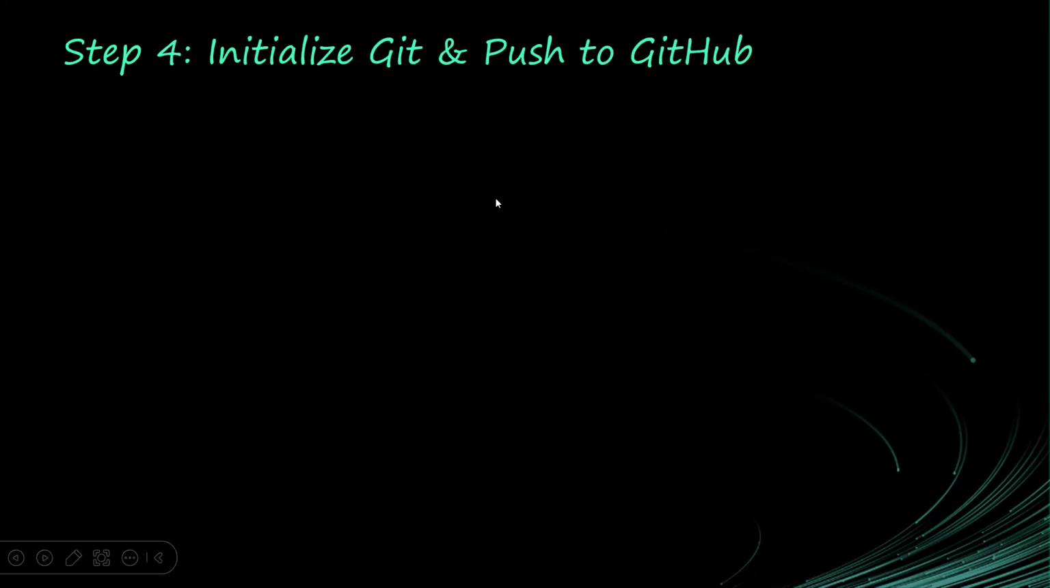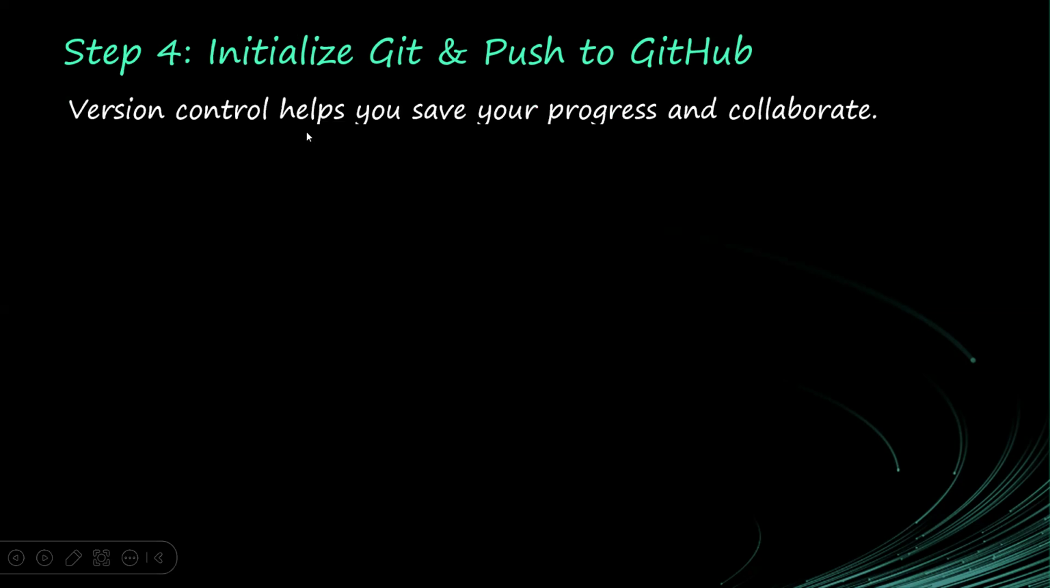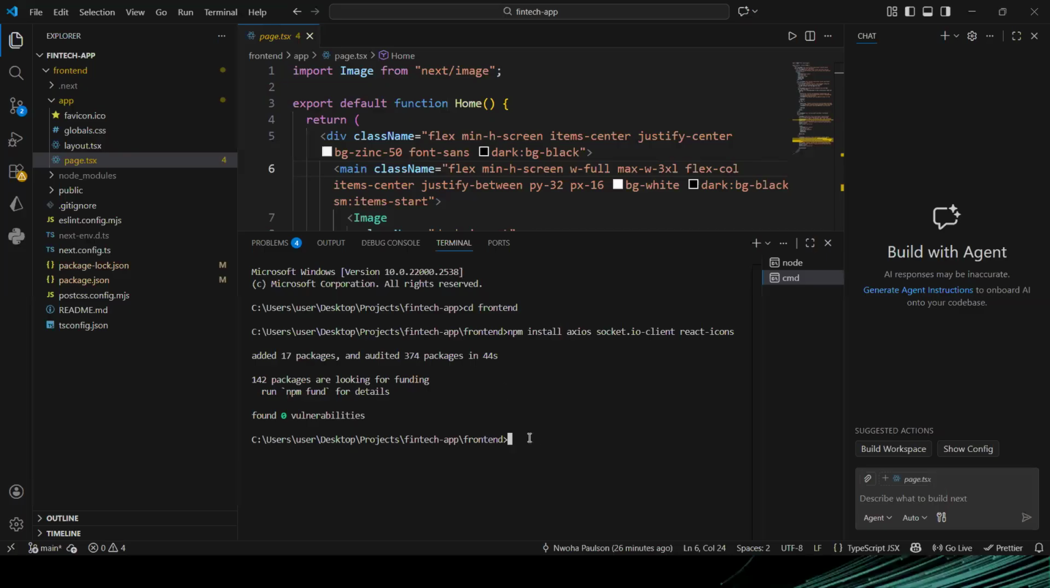So now let us initialize our Git. Now, remember that this project you have to push to Git. Version control helps you save your progress and collaborate with other people. So you need to initialize this project. I will go back to my terminal. Remember, you have to be in this front end folder. I will say git init.